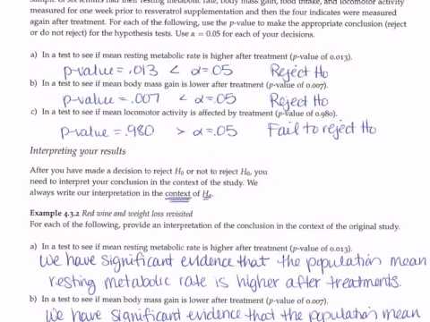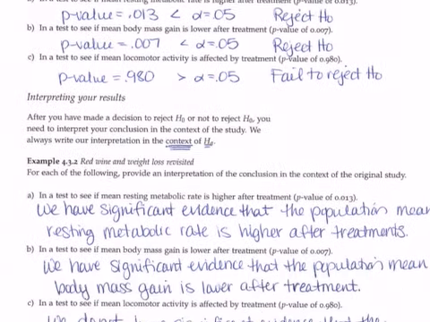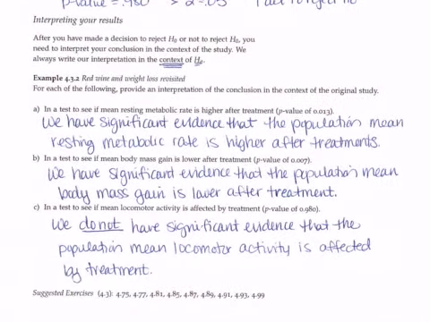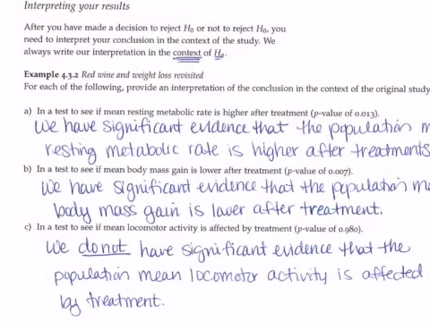And then the last one, part C, we were testing to see if mean locomotor activity is affected by treatment, and our p-value is 0.98. 0.98 is a very large p-value, greater than our cutoff of 0.05, which means that our sample value is actually very likely if the null is true. So we would not cross off the null. We'd say do not reject the null, or fail to reject the null. If you are unable to reject the null, that also means you do not have evidence of the research hypothesis, or your alternative. So we word that in part C as: we do not have significant evidence that the population mean locomotor activity is affected by treatment.